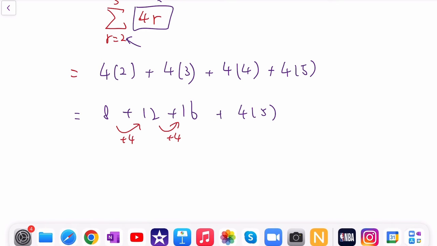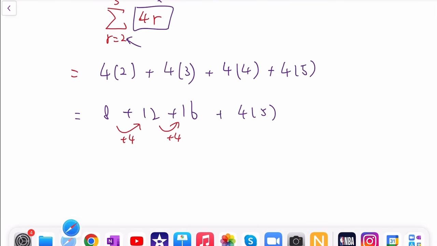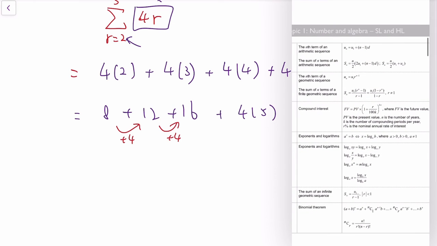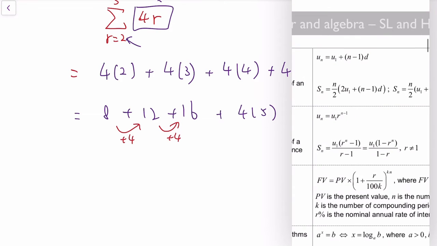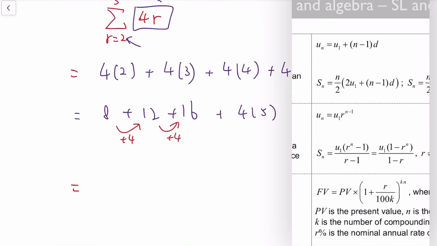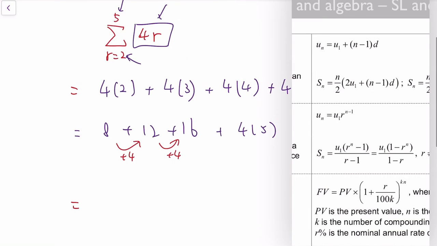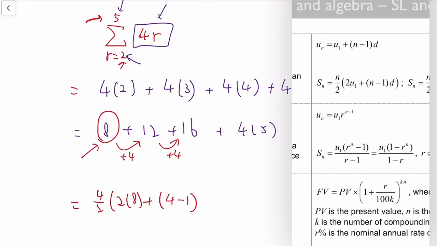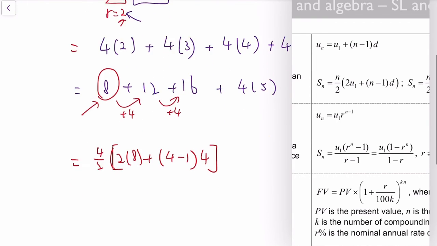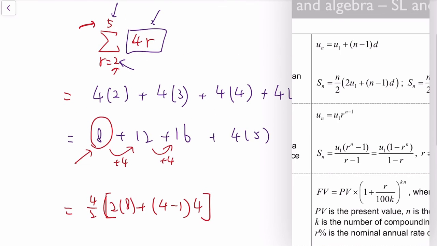Then you simply go to your formula booklet. This is arithmetic, so you use the arithmetic sum formula. It's n over 2, so you see how many terms there are. From 2 to 5, you have 2, 3, 4, 5, so there are 4 terms. So 4 over 2, times 2 times u1. Well, the first term is the first number there, which is 8, and the common difference is 4. You just compute this, then you find the value of this summation.